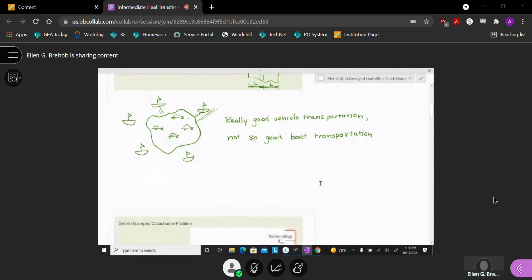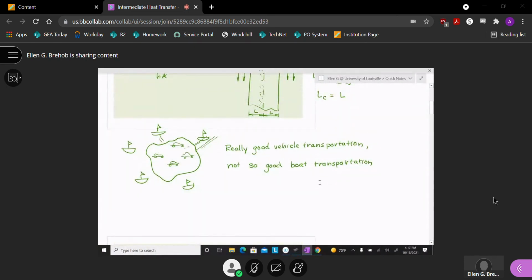Okay, and all it was is to get you thinking about, again, really good car transportation, that's really good conduction. Not so good boat transportation, that's that we want convection to not be so fast that I'm pulling heat out of one side or the other.